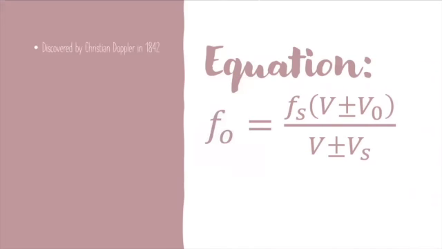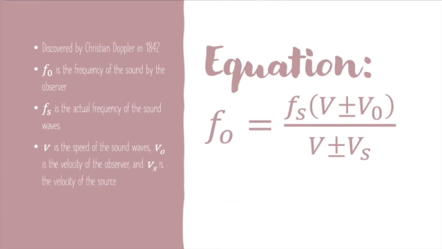The equation is F sub naught equals F sub S times the quantity of V plus or minus V sub naught, all divided by V plus or minus V sub S. In this equation, F sub naught is the frequency of the sound heard by the observer, F sub S is the frequency of the sound waves, V is the speed of the sound waves, V sub naught is the velocity of the observer, and V sub S is the actual velocity of the source.